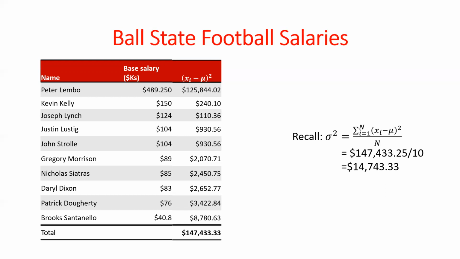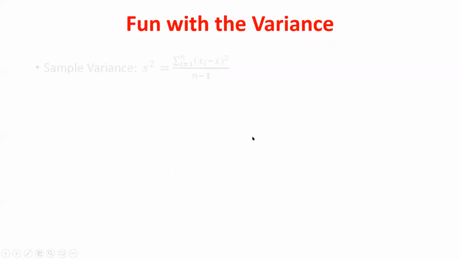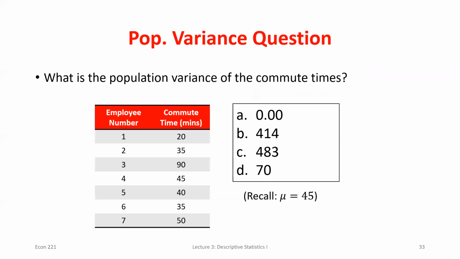So we've got our variance. We've worked through a couple examples. I'm going to skip a few slides for a second. We'll come back to these at the very end of class. So let's say we go back to that commute time data that we looked at last class, right? If I wanted to find the population variance here, which of these can I rule out right away?